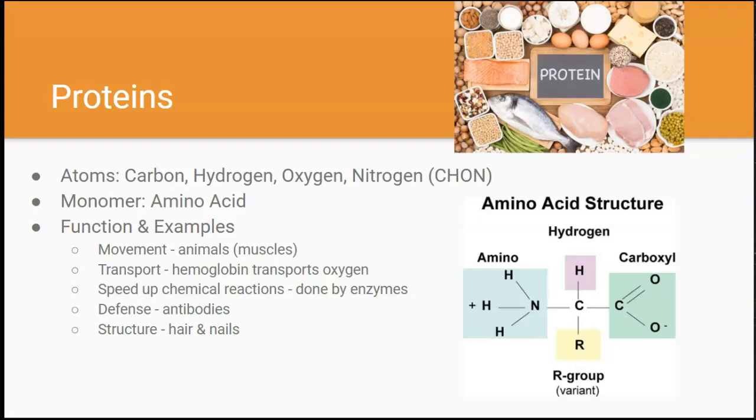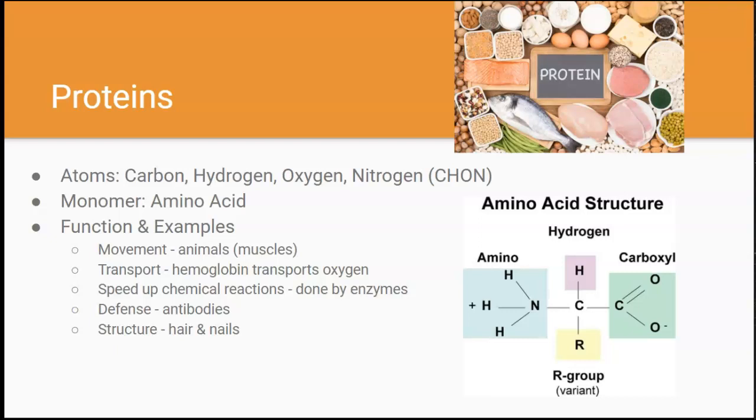The monomer for proteins, or the building block, is amino acids. There are 20 of them. They look like this picture down here. I am not going to make you memorize the 20 amino acids. I just need you to know that the building block, or the monomer, of proteins is amino acids. And then I put functions and examples together just because there's quite a few of them.